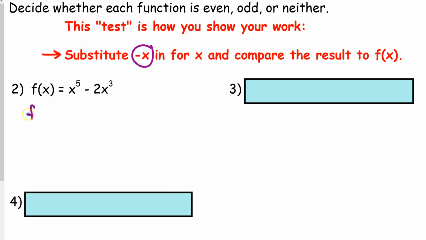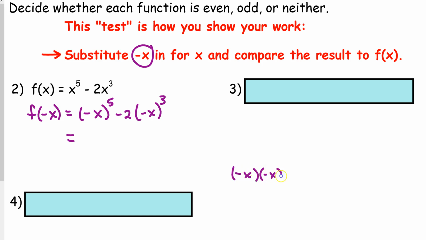So for problem 2, I'm going to replace x with the opposite of x everywhere I see an x. Now, to simplify, you know that if you have a negative and you raise it to the 5th power, it's going to be negative. So the opposite of x, 5 times, is going to be the same as what? Well, every time you have 2 negatives that multiply, you get a positive. 2 more negatives that multiply, you get a positive. You only have a single negative left, so we have the opposite of x to the 5th. So this is the same as just the opposite of x to the 5th.